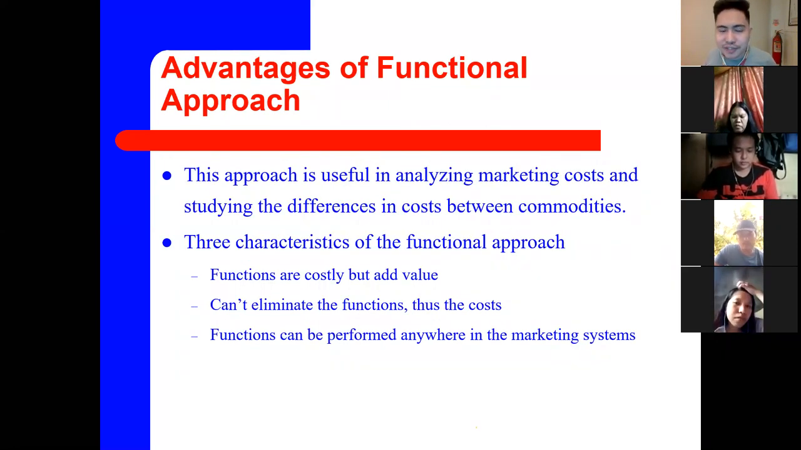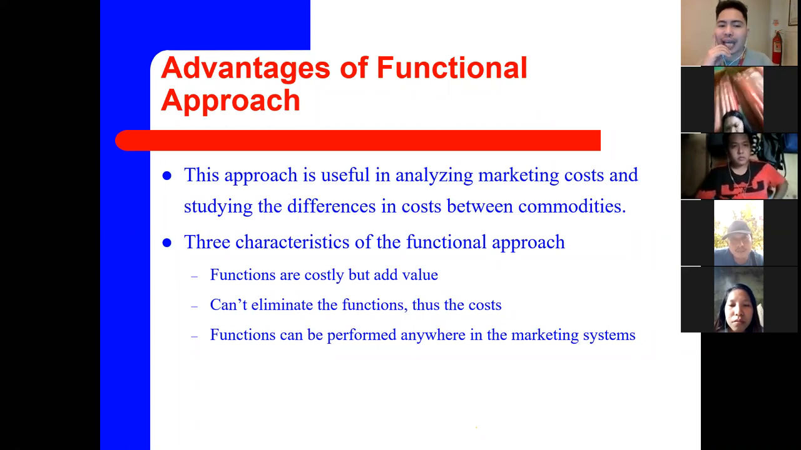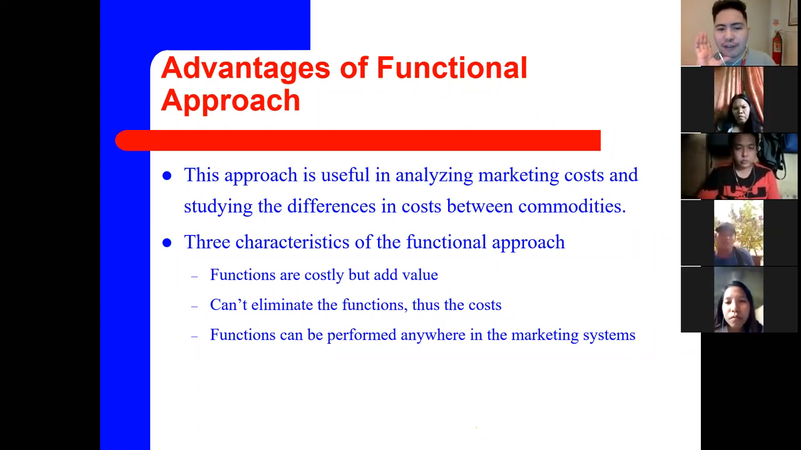So the advantages of the functional approach: the functions are costly but add value. It's expensive, and native chicken is hard to raise. But if you manage to raise native chicken, your price is higher, so you recover your costs quickly, and in a big way. Second, you can't eliminate functions. Raising them this way is extra, so there is additional cost. And functions can be performed anywhere in the marketing system.